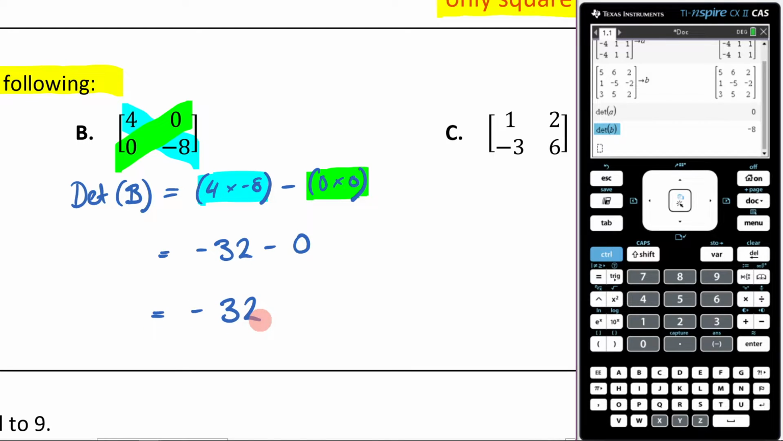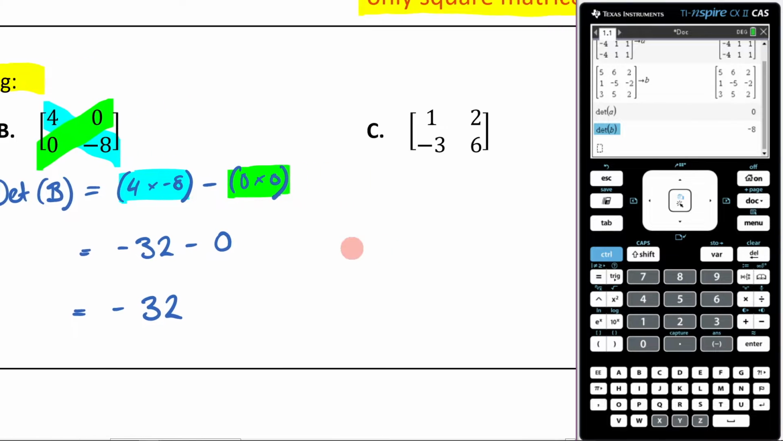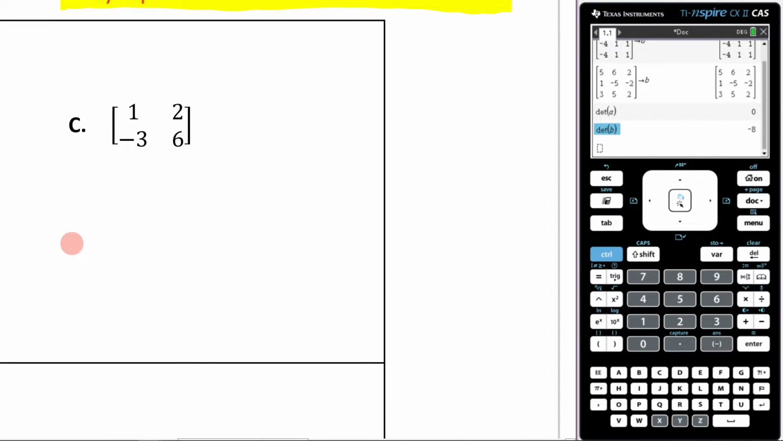And remember, what does this tell us? It tells us that because we have a number here and not 0, we didn't get 0 out, the inverse exists for this matrix. Let's now move on to our last one here. Again, you might like to pause it to see if you can do it yourself.